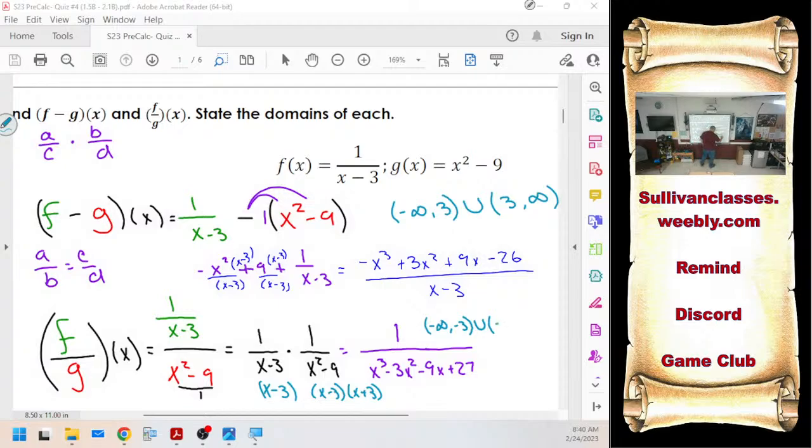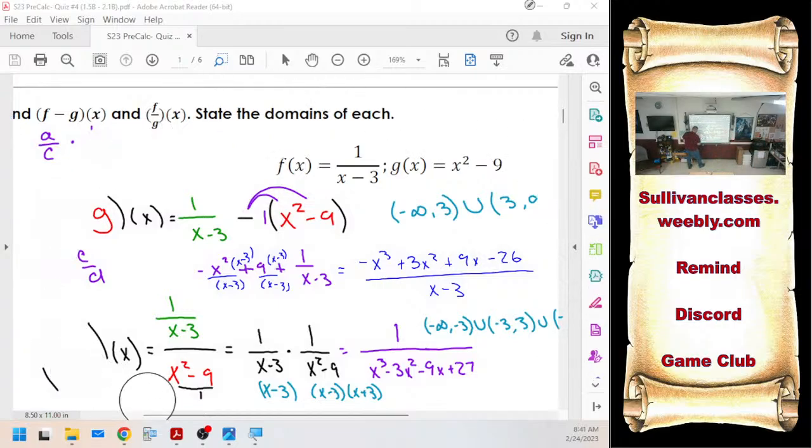Negative 3 to 3. And union 3 to infinity. So we've got to plop a union on both of those. Okay? We good? Okay. You're reasoning through. I didn't want to interrupt that. Like, you're figuring it out.